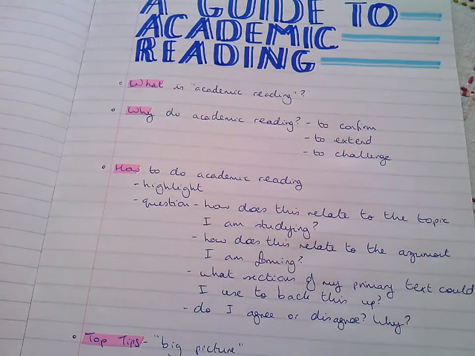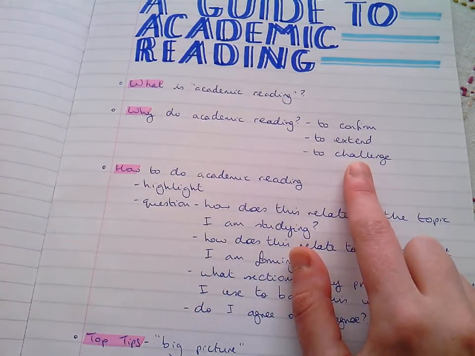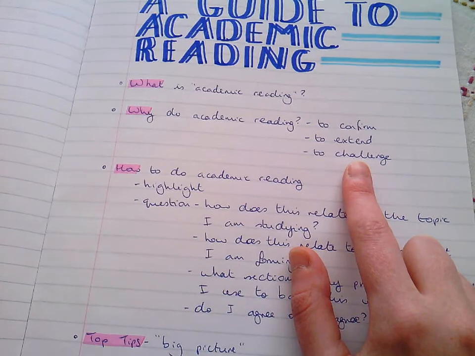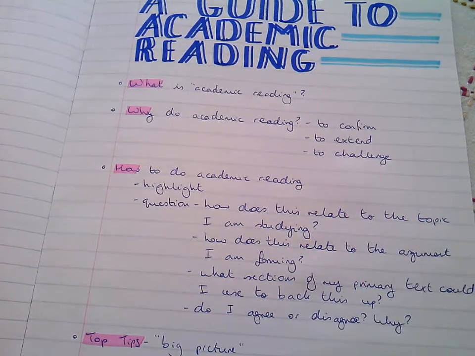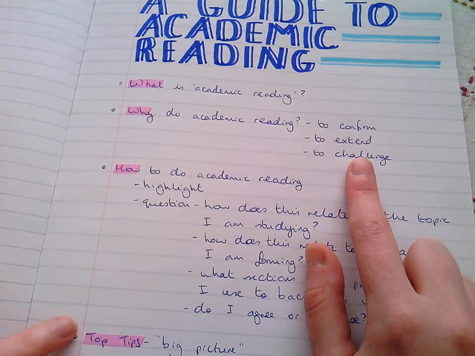So yes, maybe Othello is challenging the racism of the time, but what else is it doing? How can you add to that? How can you push that argument a little bit further? And you might also look at literary criticism to challenge your ideas. So it's all very well having a particular opinion, but how could someone argue against that? And do those arguments point out any holes in your own particular piece of work? So these are the three main reasons why we're looking at this type of reading.